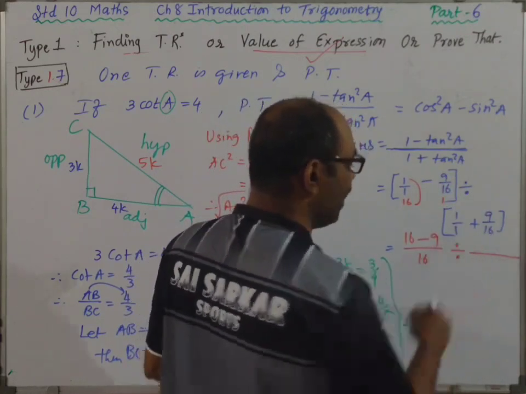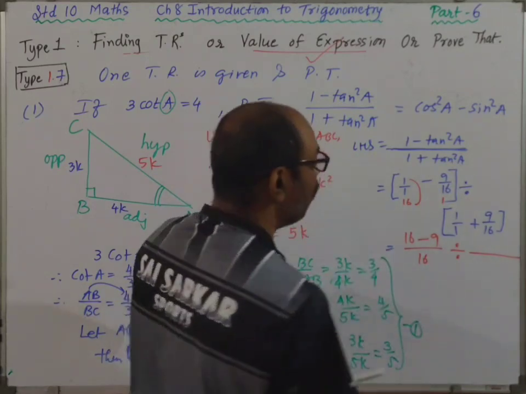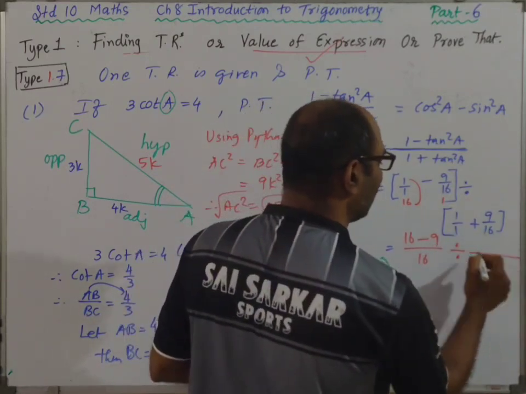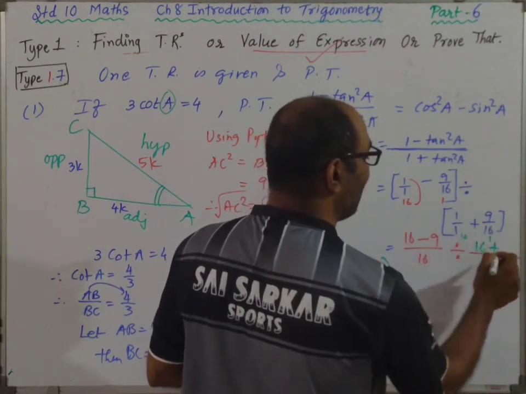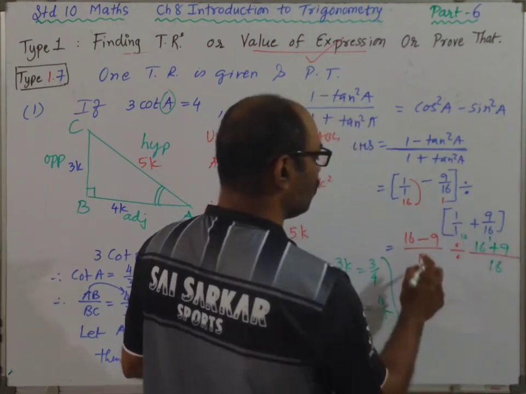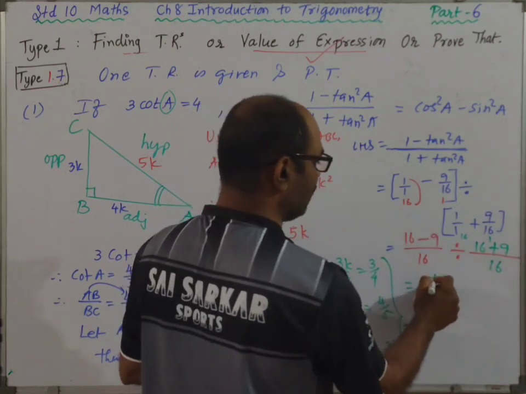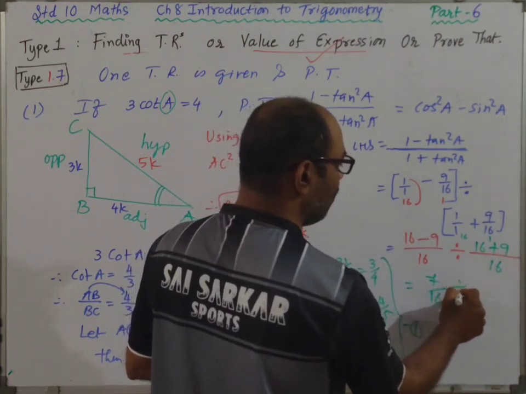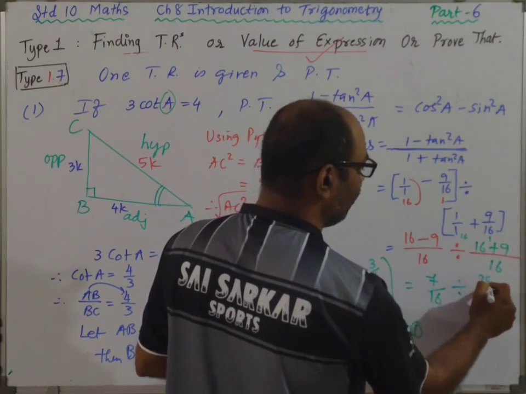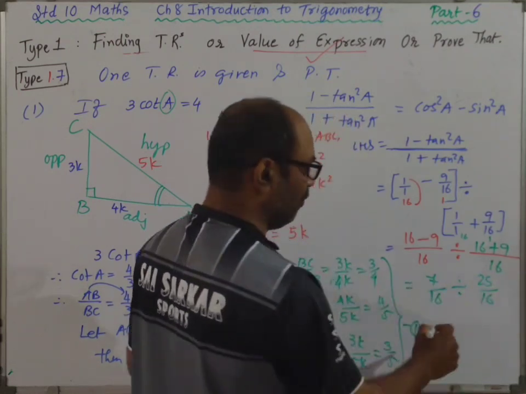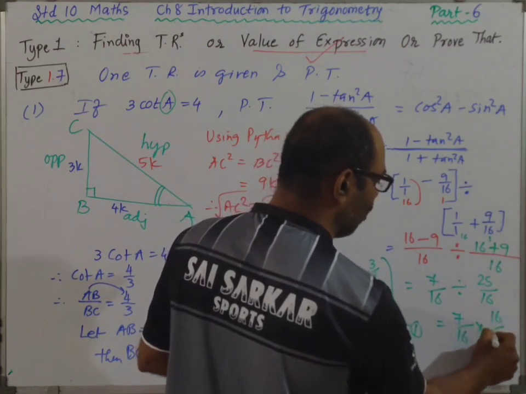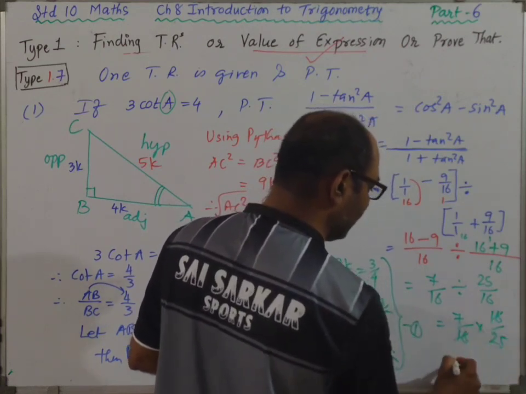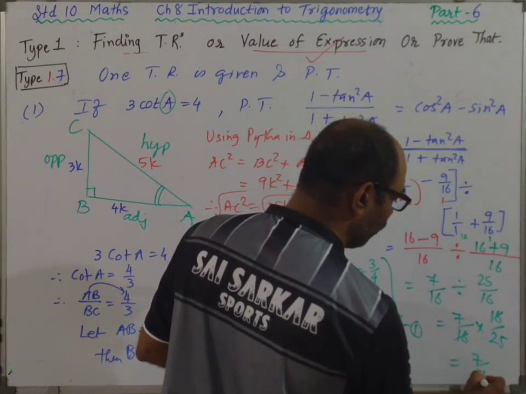And in the next one, here the LCM of 1 and 16 is 16. 16 ones are 16, plus 1 nine is 9. So 16 minus 9 is 7 upon 16. Divide by, this is 25 upon 16. Convert division into multiplication. 7 upon 16 into 16 upon 25. 16 cancels. Therefore 7 upon 25.